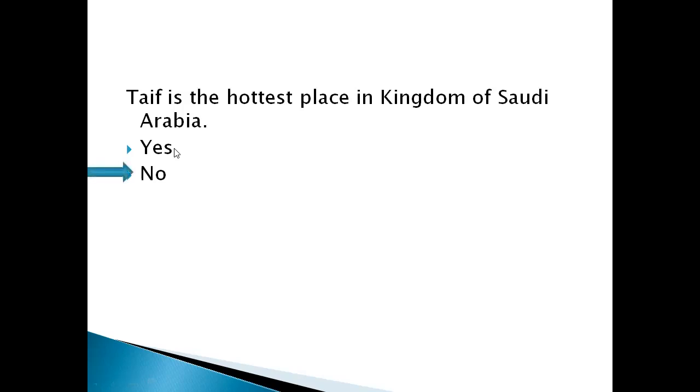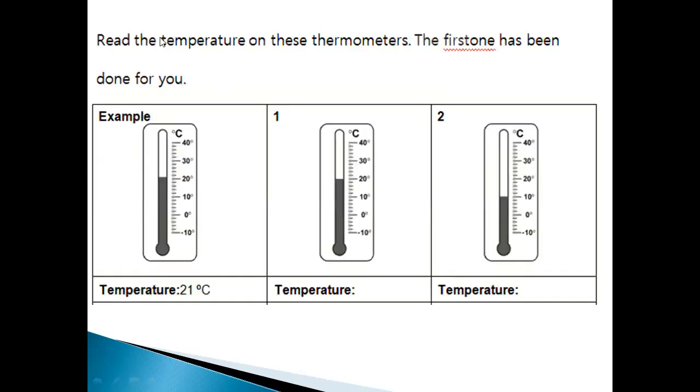Next question. Read the temperature on these thermometers. You have also done this before. The first one has been done for you: temperature 21 degrees centigrade or Celsius. You can see the liquid inside. Where this liquid stops, it shows us the temperature of that place. Like this one, 21, on the small bar.